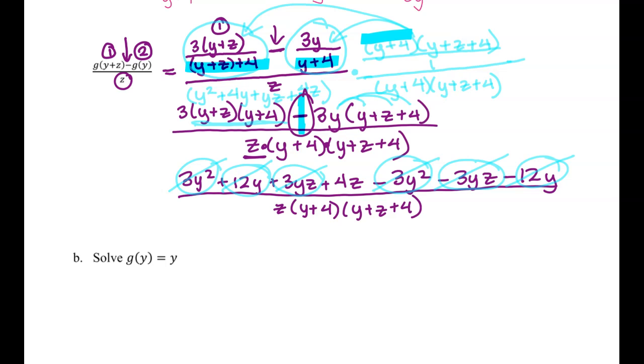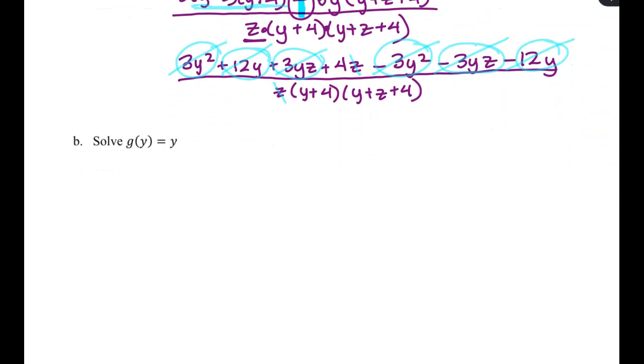So normally I'd write another step here, but since it worked out so nicely, I'm just going to go for it and say, well, I can cancel a z out. So that's z divided by z, whereas what I was doing before was saying 3y squared minus 3y squared is 0. What I'm saying now is z divided by z is 1. So all that I'm left with is a 4 on the top and a y plus 4 times y plus z plus 4 on the bottom.